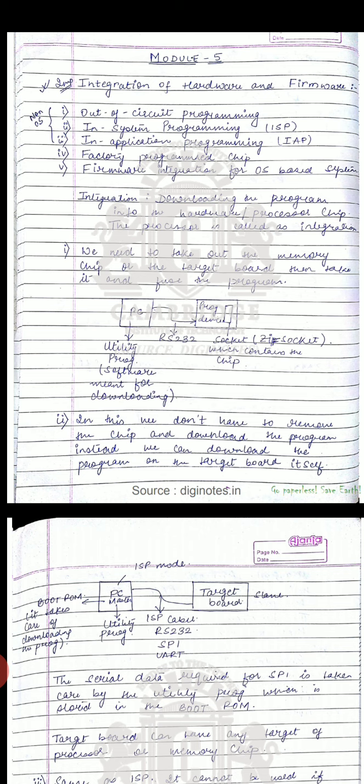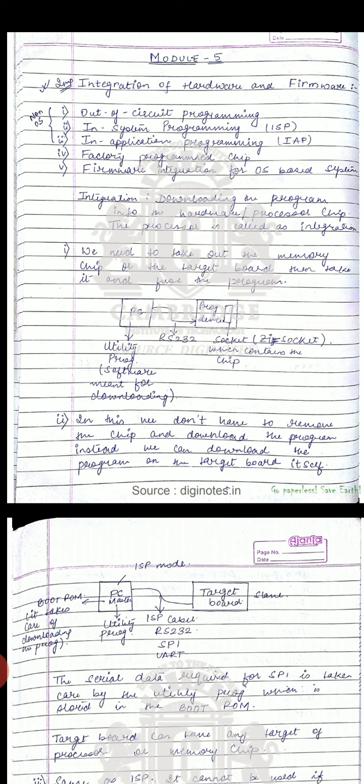The first integration technique is out of circuit programming. The name itself indicates it is out of circuit, which means we need to take out the memory chip from the embedded system and fuse the required program into that memory chip, and later insert that memory chip back into the embedded system.